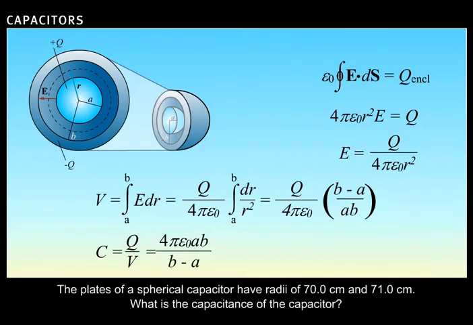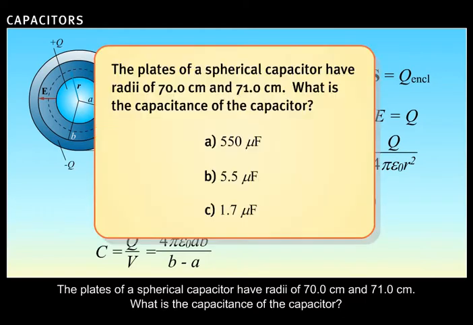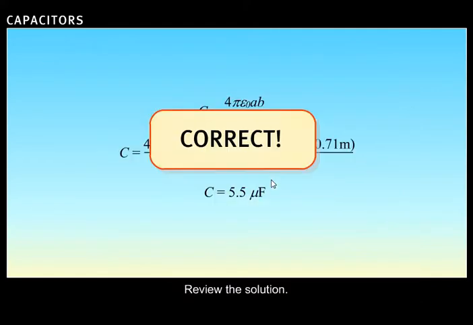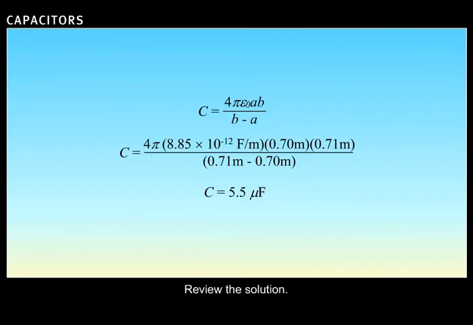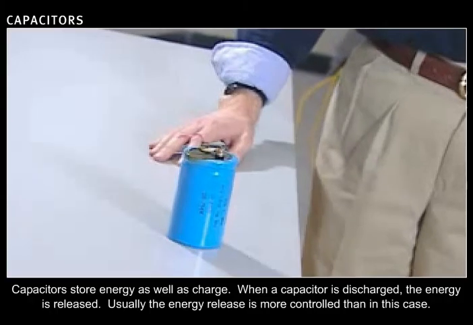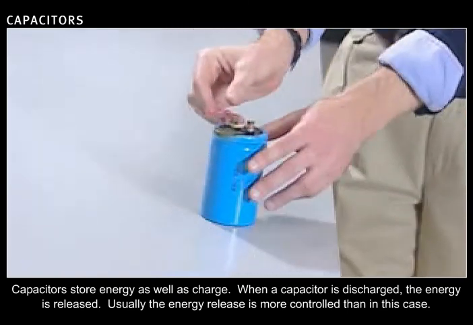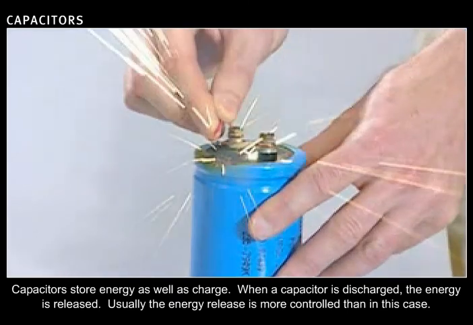The plates of a spherical capacitor have radii of 70.0 centimeters and 71.0 centimeters. What is the capacitance of the capacitor? Correct. Review the solution. Capacitors store energy as well as charge. When a capacitor is discharged, the energy is released. Usually, the energy release is more controlled than in this case.